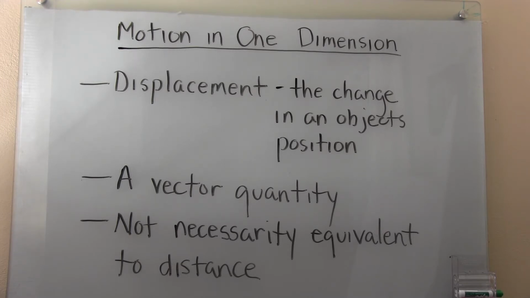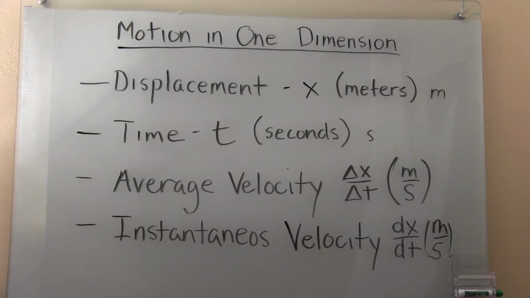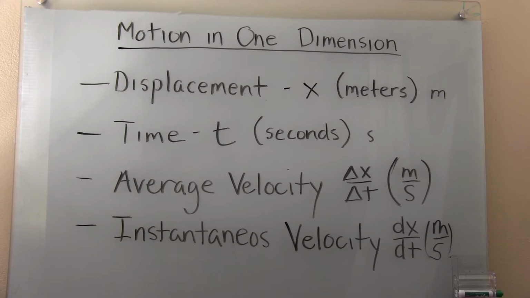For example, if I start off at a position that I will call 0, and I return to my same position, then my displacement is equal to 0. My distance is equal to the distance I traveled while going to a different position and returning to my 0th position.